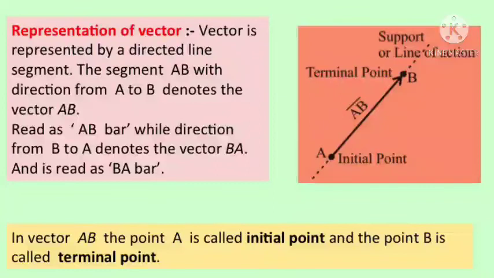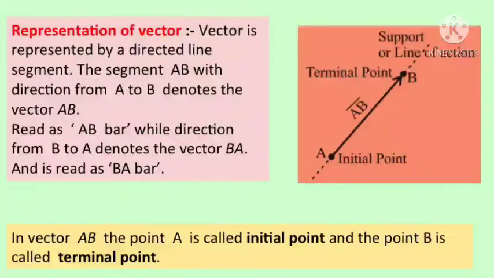Now after studying what a vector and a scalar quantity are, let us move ahead to study how to represent a vector. So in this slide we are seeing the representation of a vector. A vector is represented by a directed line segment. In the diagram you can see there is a segment AB whose direction is from A to B. Therefore it is a vector quantity and it is called AB bar.